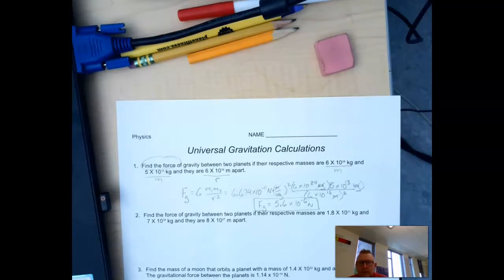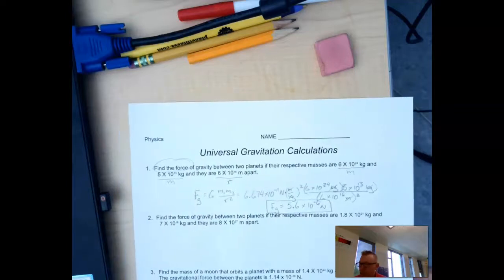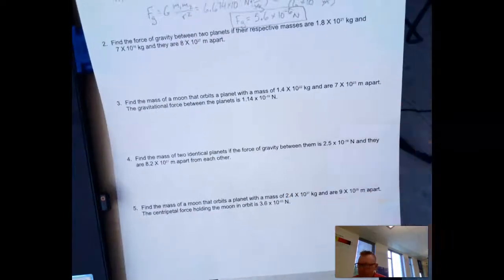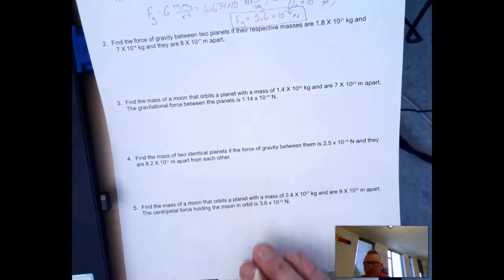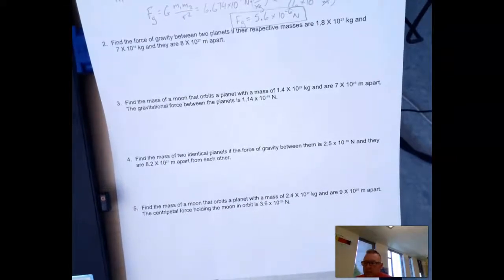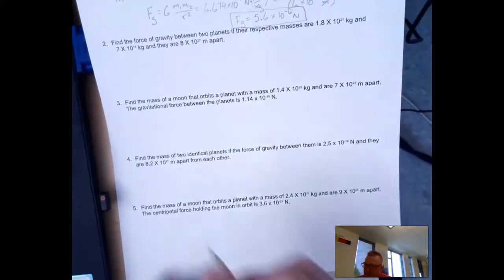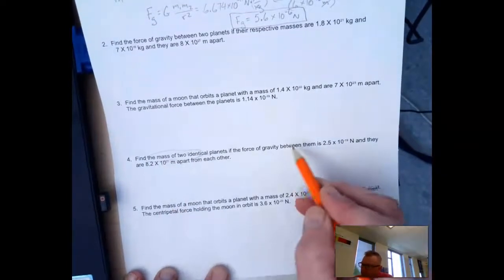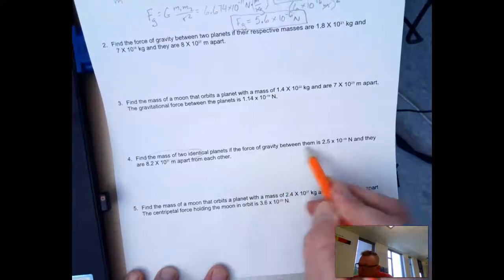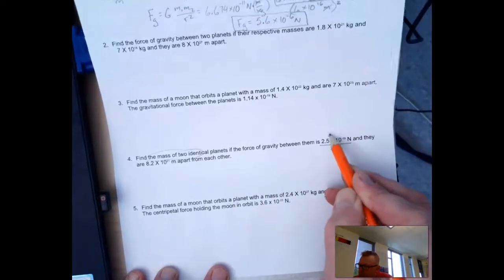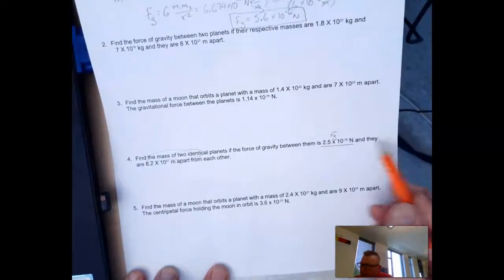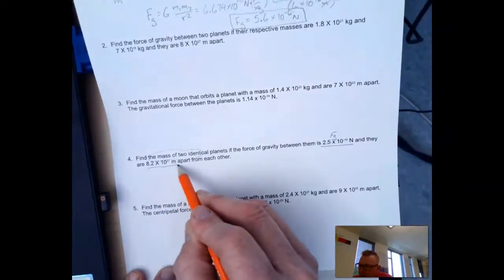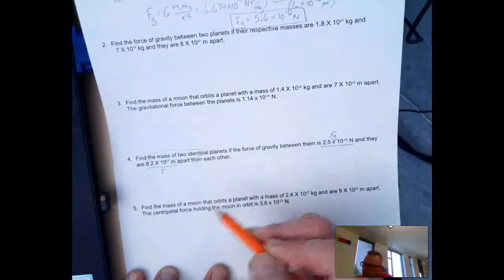Quick pause. Those of you who don't need me anymore, you can complete the worksheet. I'm going to run down to number 4 because I find that is where some people get hung up in the algebra. And again, this course is not about harming you because of your math skills. So, find the mass of 2 identical planets. That's my unknown. If the force of gravity, that's F of g, so I know F of g in this problem, and they are 8.2 times 10 to the 21 meters apart, so that's my R.